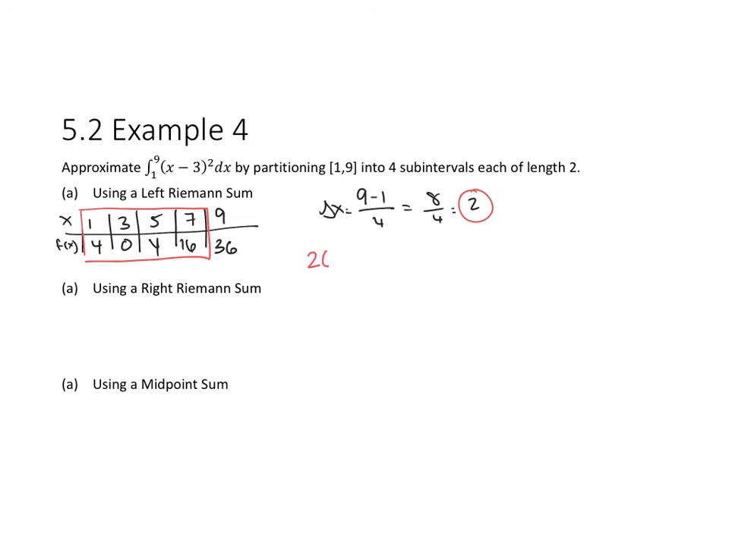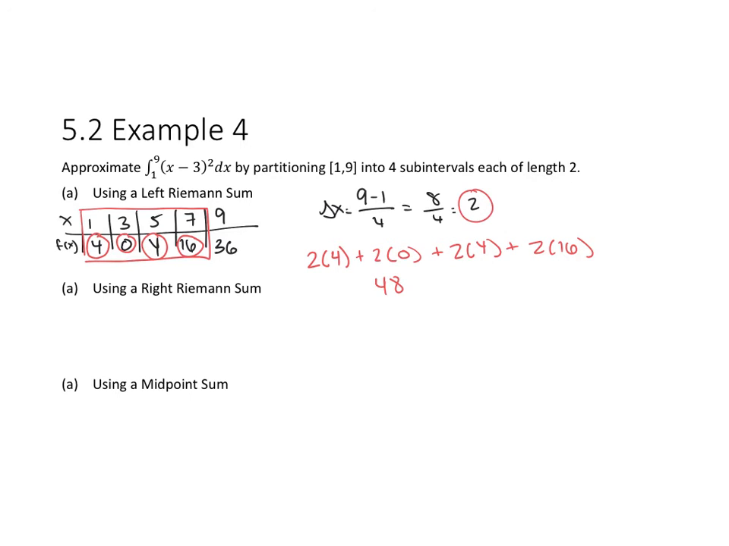From 1 to 3 I have a width of 2 and a height of 4 because I'm using the left-hand point. From 3 to 5 I have a width of 2 and a height of 0 because I'm using the left-hand point. From 5 to 7 I have a width of 2 and a height of 4. And from 7 to 9 I have a width of 2 and a height of 16. So let's find the area for all of these, and I get my area is 48.